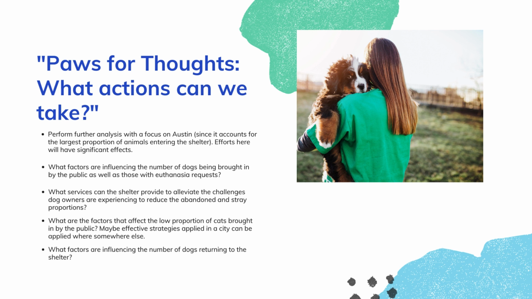We will also want to ask several additional questions, such as what factors are influencing the number of dogs being brought in by the public as well as those with euthanasia requests. Also, what services can the shelter provide to alleviate the challenges dog owners are experiencing to reduce the abandon and stray proportions? What are the factors that affect the low proportion of cats brought in by the public? Maybe effective strategies applied in a city can be applied somewhere else. And what factors are influencing the number of dogs returning to the shelter?